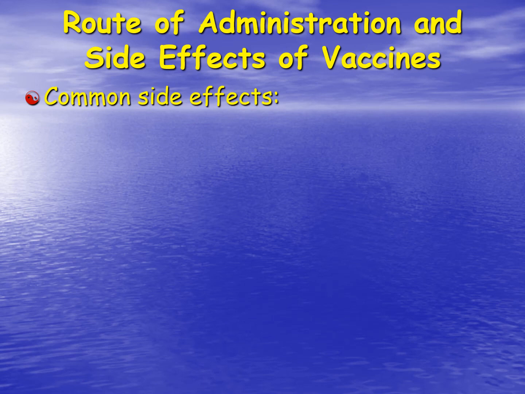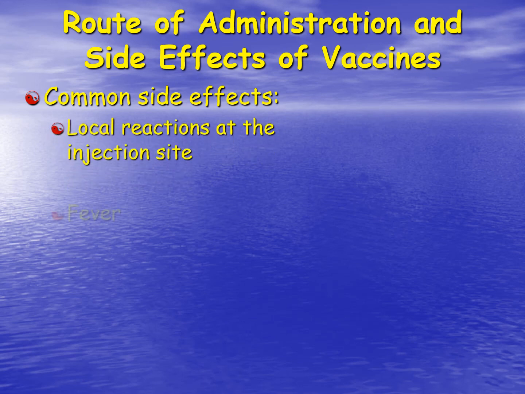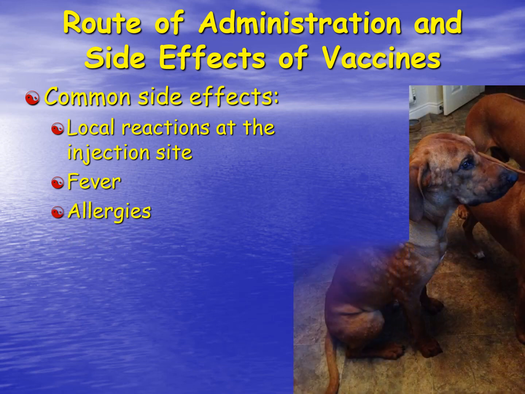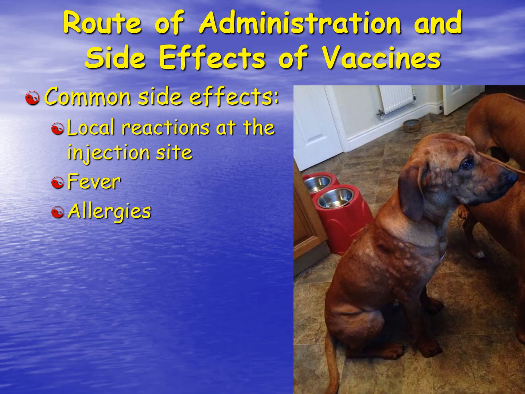Now, common side effects of vaccines: local reactions at the injection site, because we are putting a foreign substance in. We can see systemic fever, and we can also see allergic reactions. And this is actually a dog that was given a vaccine, and a few hours later, they broke out in hives. And so this can actually be seen in humans as well.